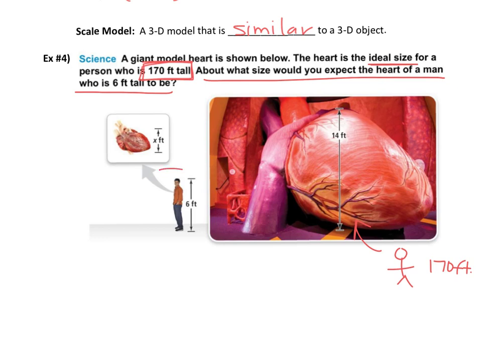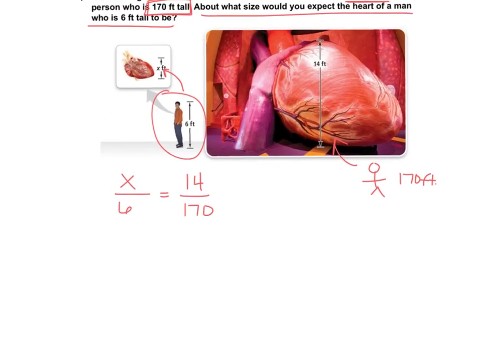We want to know, this man, how tall is his heart? What's your proportion? You can say x over 6 equals 14 over 170. So we're saying the man's heart over the man equals the giant heart over the giant, right? Does anyone have a different way they would have set this up? Nope. This is like the way we learned, right?